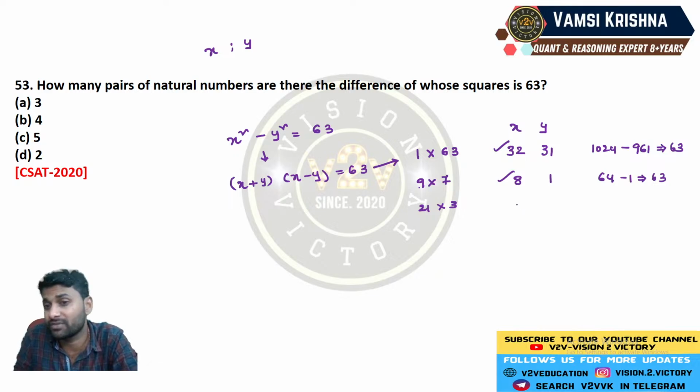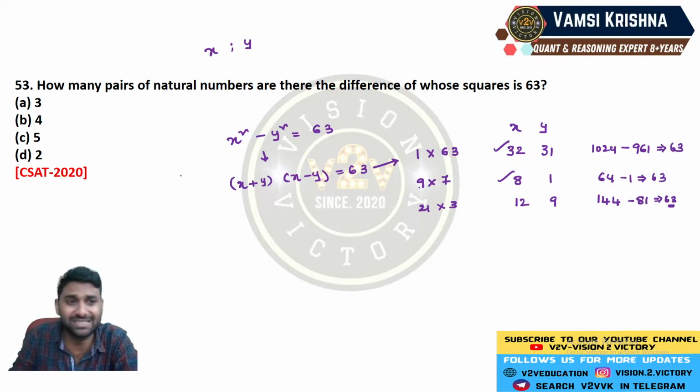21 plus 3 is 24, divided by 2 is 12. 21 minus 3 is 18, divided by 2 is 9. So 12 square is equal to 144, and 9 square is equal to 81. Still the difference is 63.